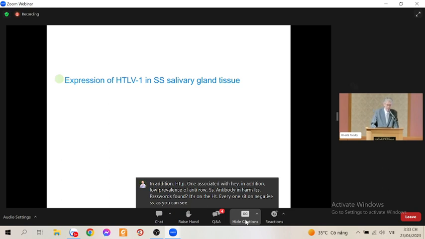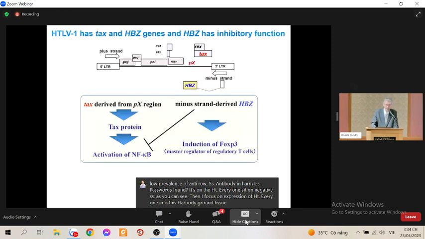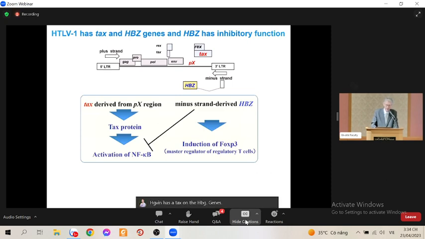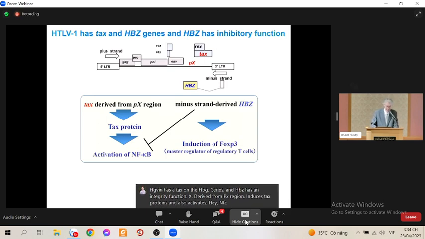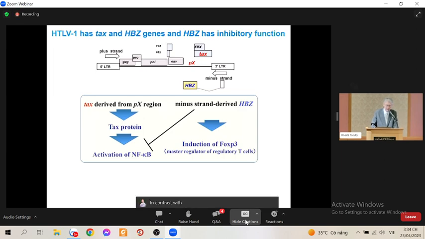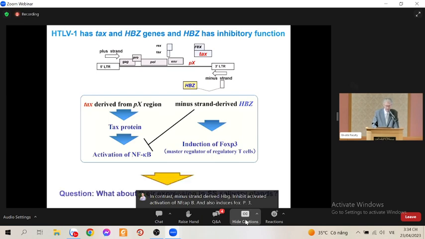Then I focus on expression of HTLV1 in SS salivary gland tissue. HTLV1 has TAX and HBZ genes, and HBZ has inhibitory function. TAX derived from the PX region induces TAX proteins and also activates NF-kappa B. In contrast, minus strand-derived HBZ inhibits activation of NF-kappa B and also induces FOXP3. And the question is, what about their expression in SS salivary glands?